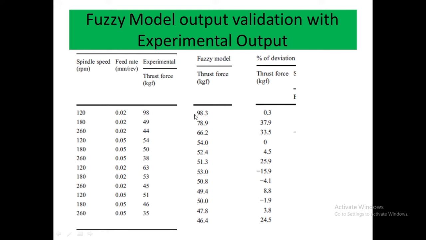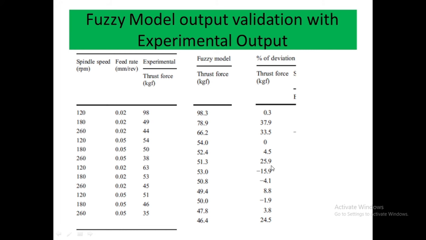I compare the developed fuzzy model with the experimental. Generally, how do we calculate the percentage of deviation? First you take the original data, which is experimental data, minus fuzzy logic model data, divided by original data, into 100, which is prescribed by previous journals. So I follow that formula. Experimental data is the standard one. So experimental data minus predicted, which is the fuzzy logic model, 98 minus 98.3, divided by the original value, which is the experimental value 98, into 100, I got 0.3.